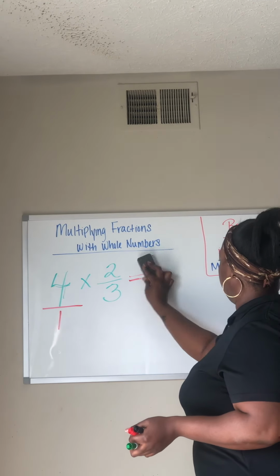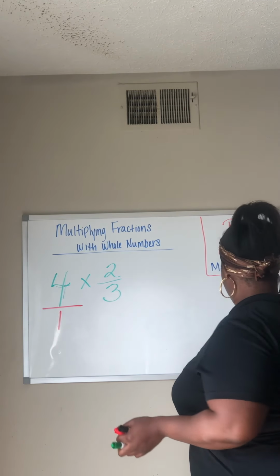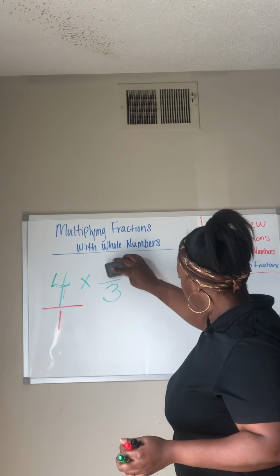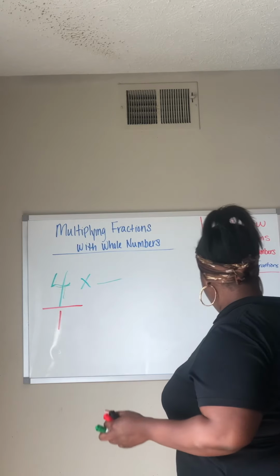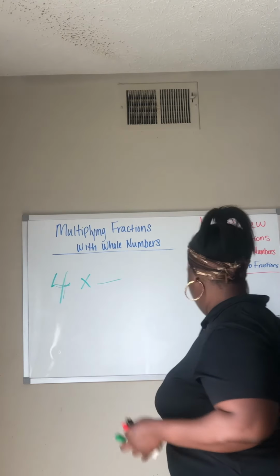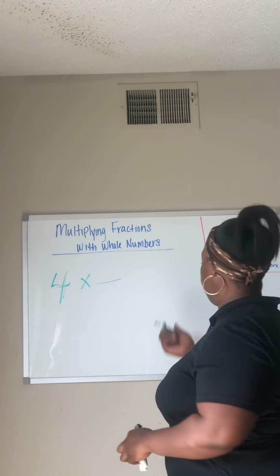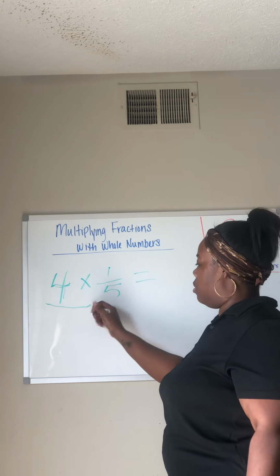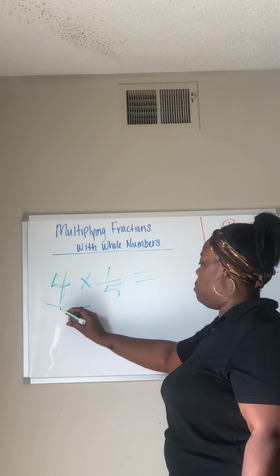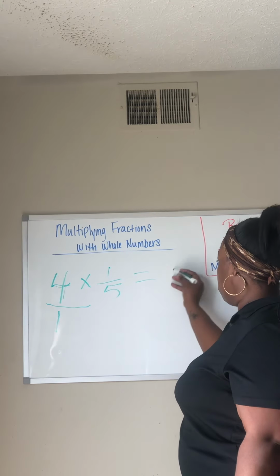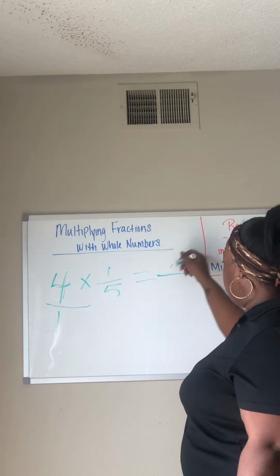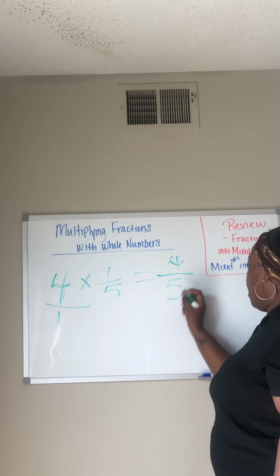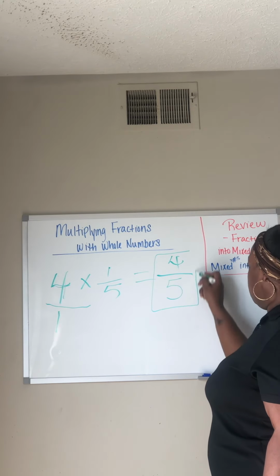I'm going to do one more. Let's do 4 times 1 over 5. Whole numbers with fractions are always going to be over 1. Going to multiply straight across. 4 times 1 is 4. 1 times 5 is 5. Easy peasy.